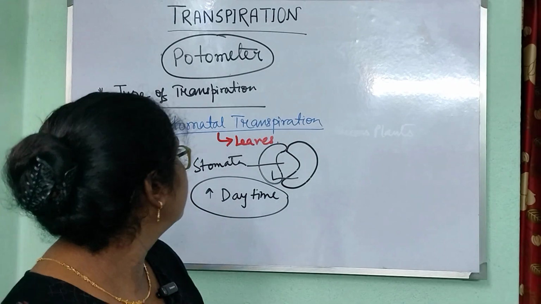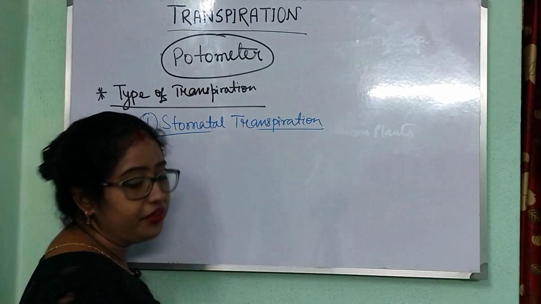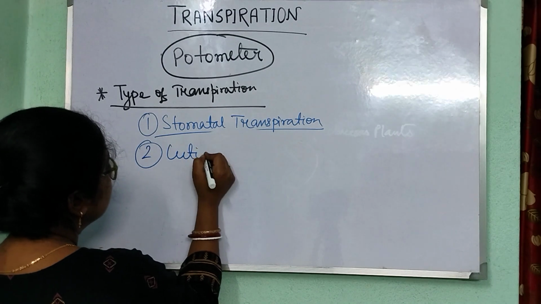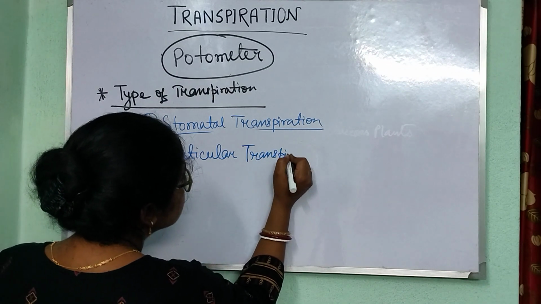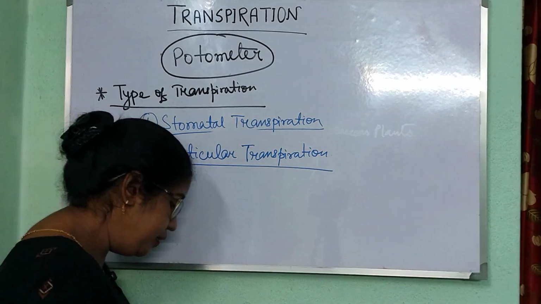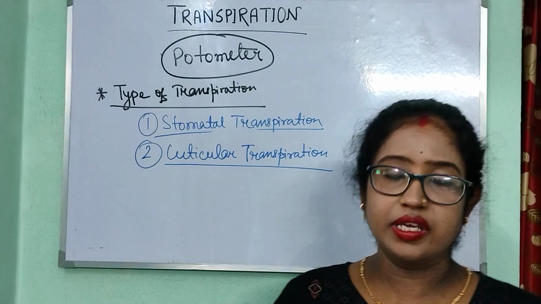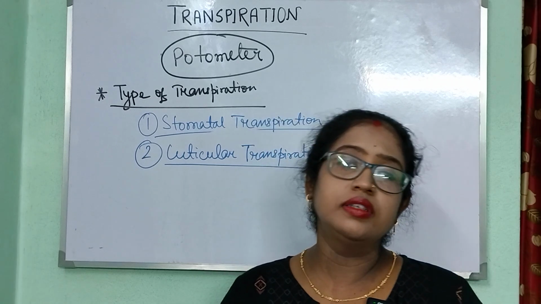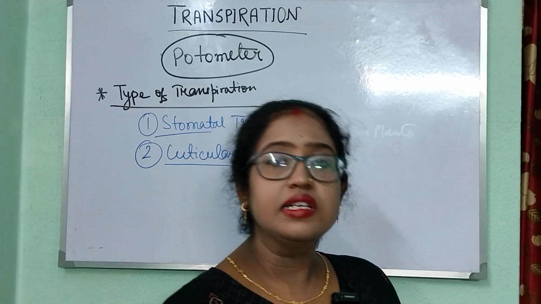The next transpiration type is cuticular transpiration. This is the second one. Cuticular transpiration occurs in leaves also, and in other parts like stems, fruits and flowers. Cuticle is nothing but the upper membrane of the epidermal cells present in the plant system.